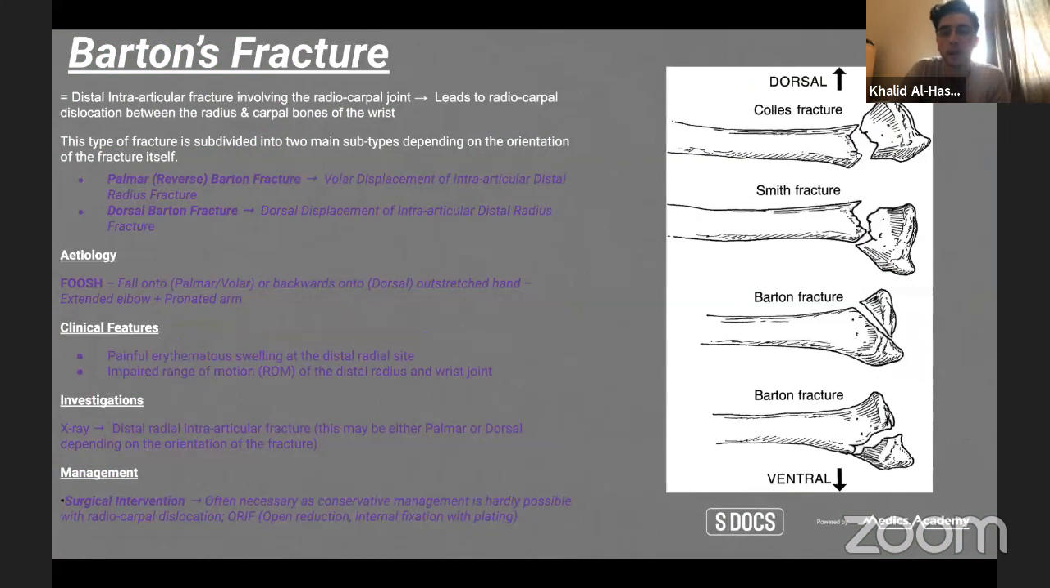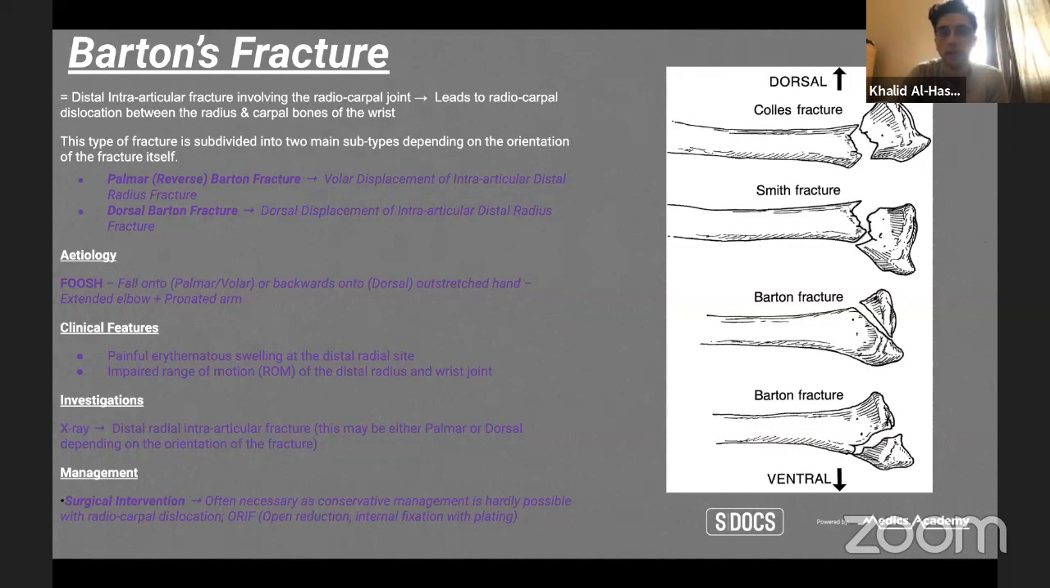A Barton's fracture. A Barton's fracture may appear slightly similar to a Colles' fracture and Smith's fracture and might actually be slightly confusing as well. However, it is a distal intra-articular fracture involving the radiocarpal joint. So it is at the wrist.